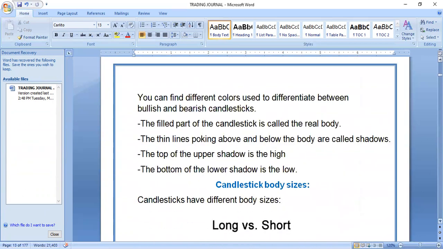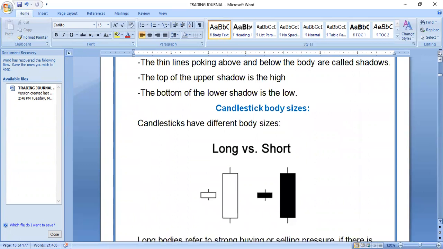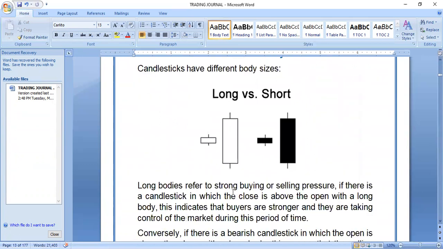Candlestick body sizes. We have long versus short. Long bodies refer to strong buying or selling pressure. If there is a candlestick in which the close is above the open with a long body, this indicates that buyers are stronger and they are taking control of the market during that particular period of time.